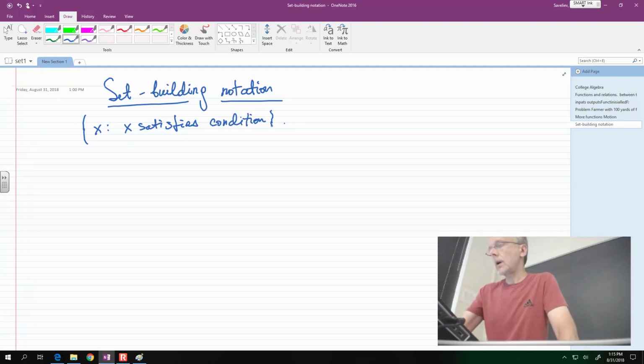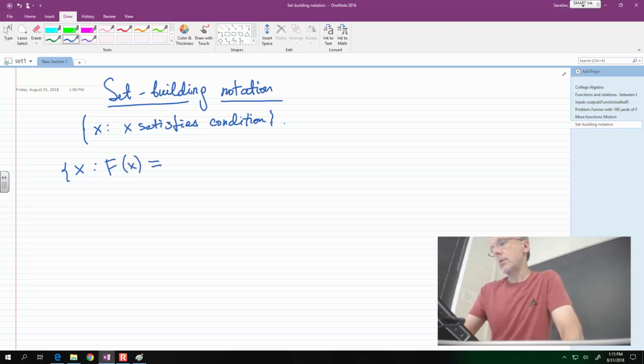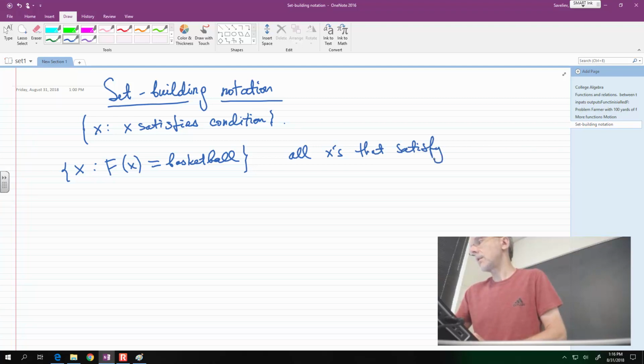So, for example, x such that f of x is equal to basketball. That equation is a condition. You could call it condition, restriction, equation. The condition could be an equation, it could be something else. But this is an example of set building notation. What I'm saying here is all x's that satisfy the equation.